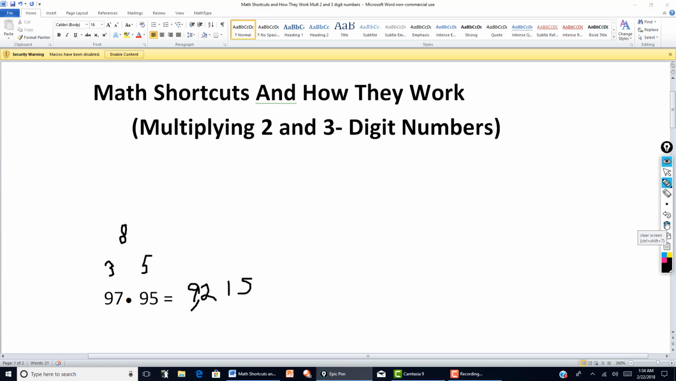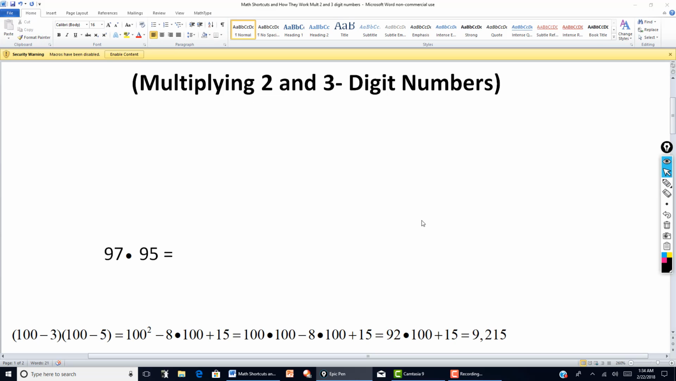So let's clear this. Now, I want to show you the shortcut, but at the same time, I want to show you also why it works that way. Right here, this is kind of what I did in the last video to demonstrate why the procedure works. I simply wrote 97 as 100 minus 3. And I wrote 95 as 100 minus 5. And then I just multiplied this like they were two binomials.